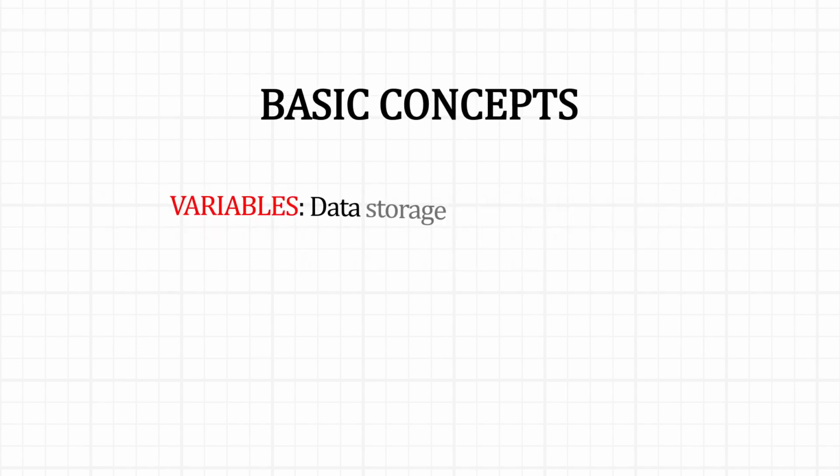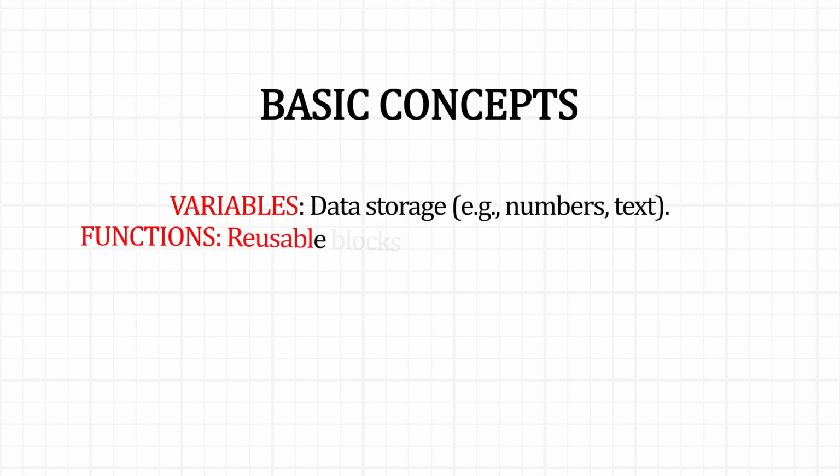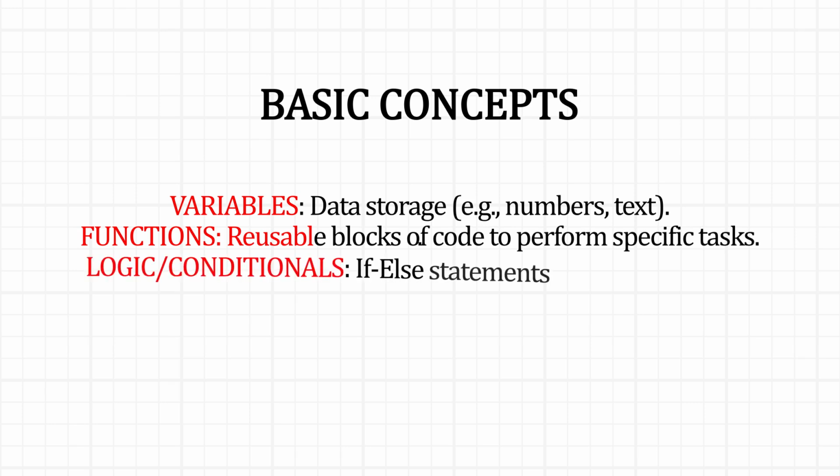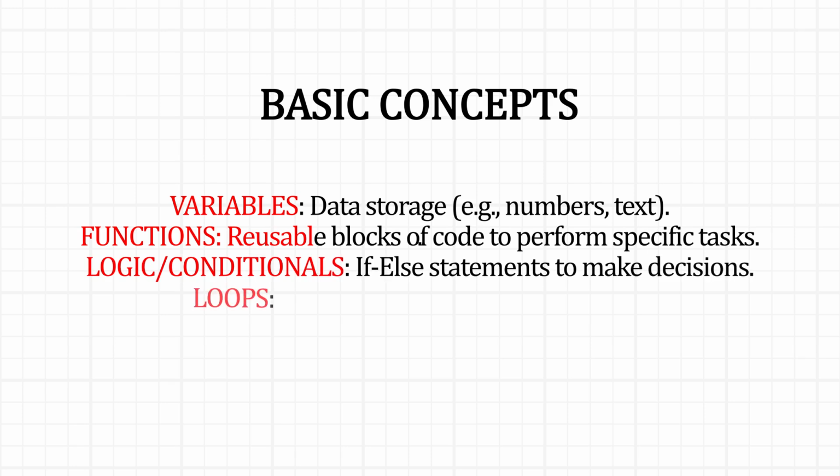Going over some basic concepts. Variables are used for data storage, things like numbers and text. Functions are reusable blocks of code to perform specific tasks. Logic or conditionals are if-else statements that help make decisions. Loops repeat actions. Examples are for and while loops.